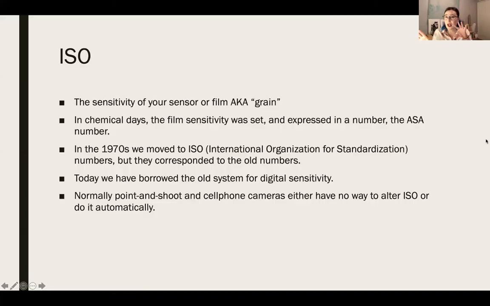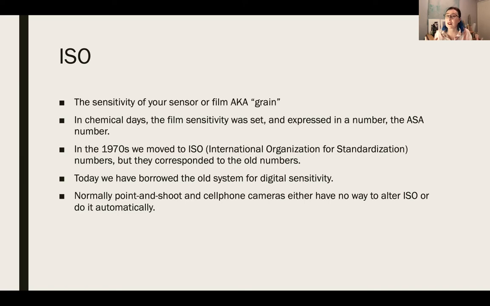So the last factor, there are three ways that we can manipulate the amount of light coming into our camera. The last way is called ISO. Can be film, if it's an old camera. If it's a new camera, i.e. digital, which is what we are working with, it will be the amount of information that your sensor can collect.